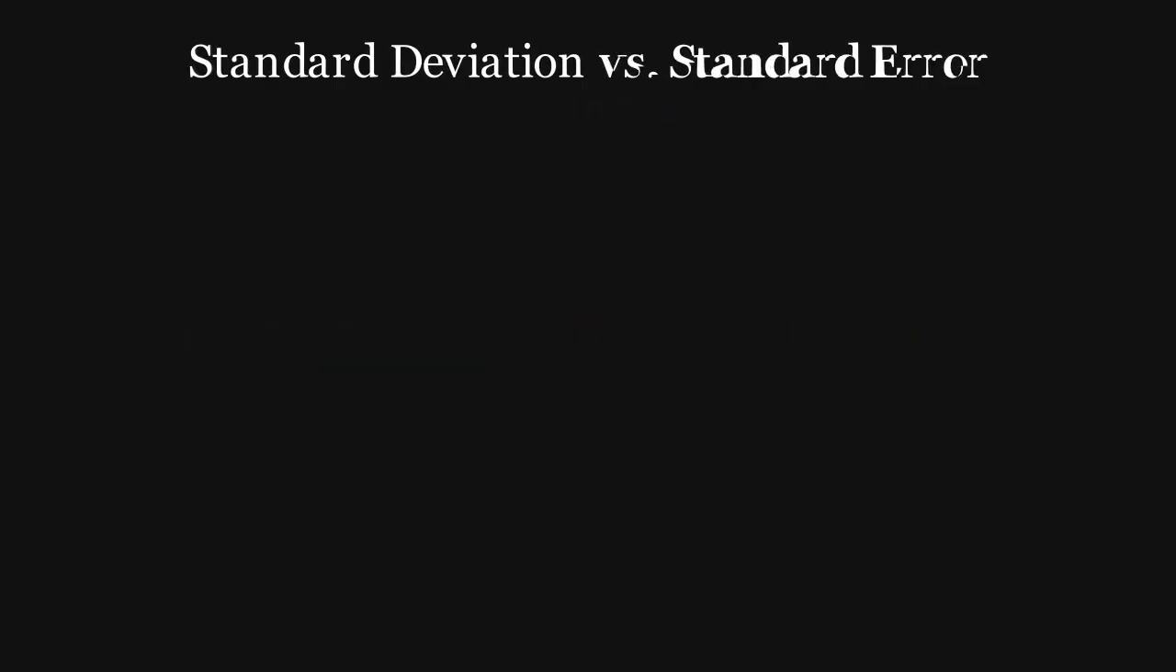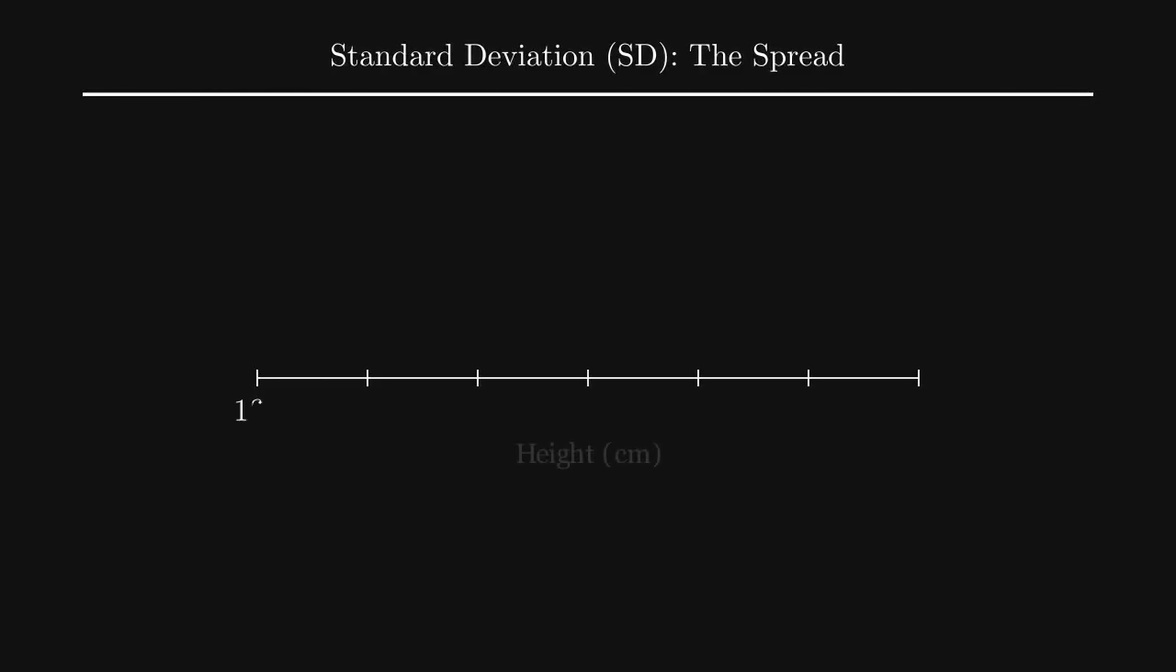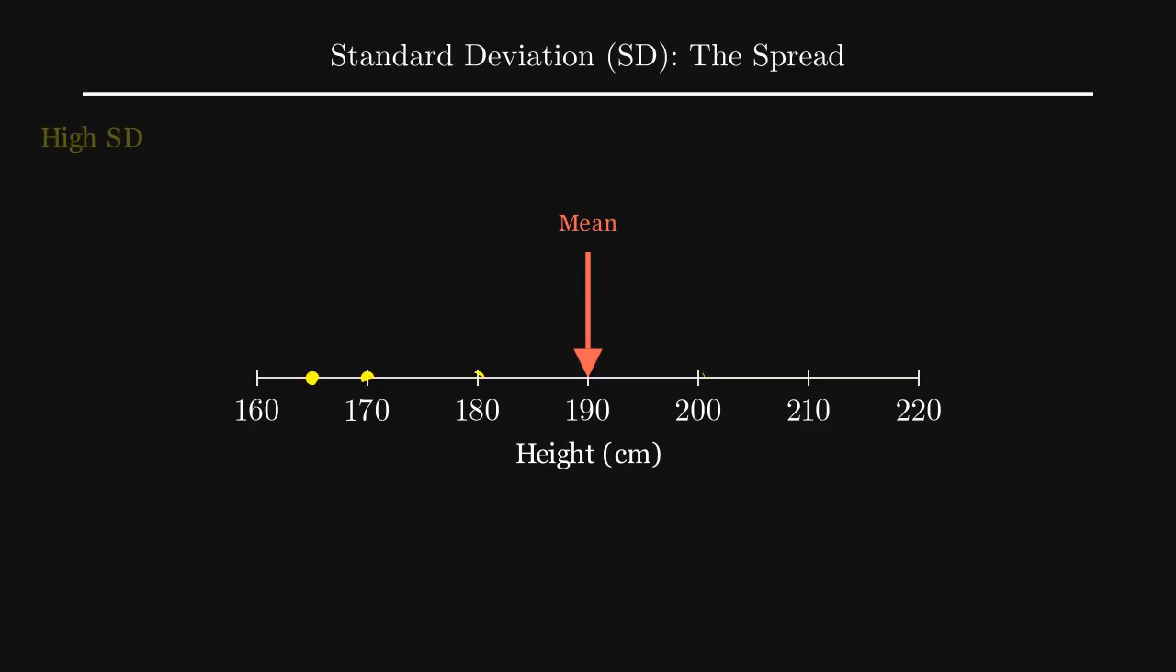Let's start with the standard deviation, or SD. The standard deviation is a measure of spread. It tells us how much individual data points in a single population or sample vary from the mean. If we measure the height of every player in a basketball team, the SD tells us how much the height of one player typically differs from the team's average. High SD means the data is widely dispersed. Low SD means the data is clustered tightly around the average.